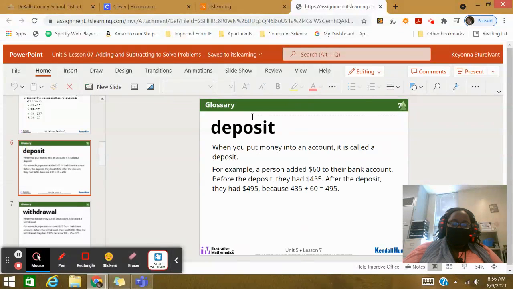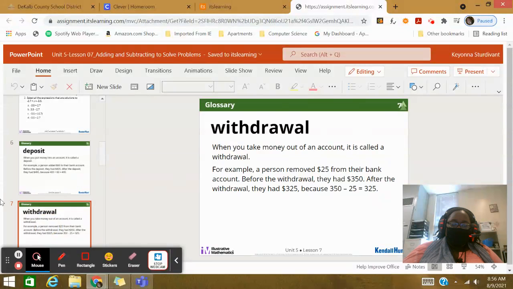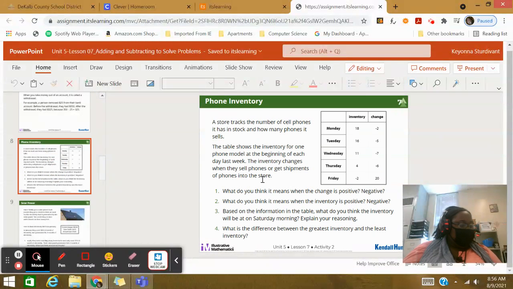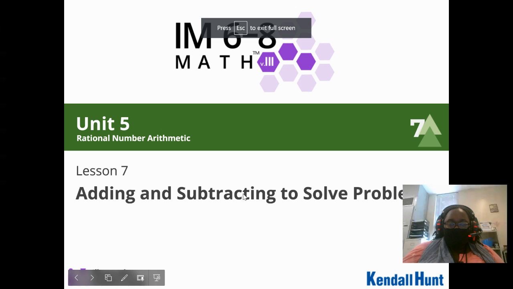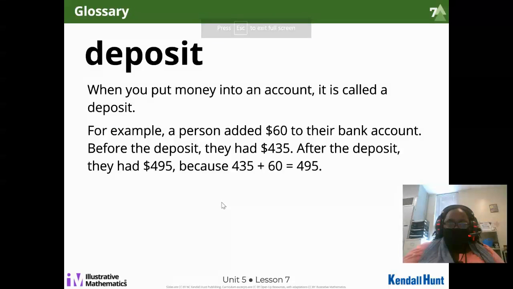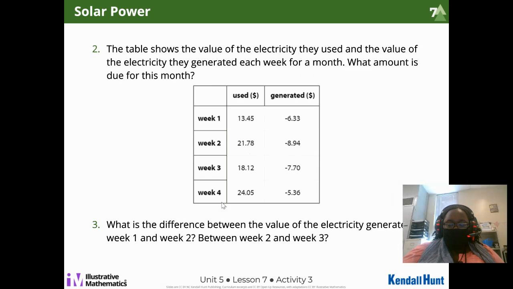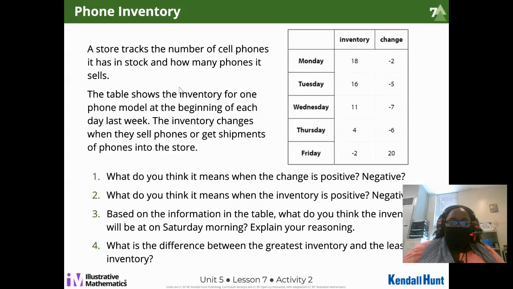Again, our glossary or our word bank is the same. We're still looking at deposits, when you put money into something, and withdrawals mean you are taking money out. Now, the very first activity is the phone inventory, so let's go ahead and read this. It says a store tracks the number of cell phones it has in stock and how many it sells. The table shows the inventory for one phone model at the beginning of each day last week.